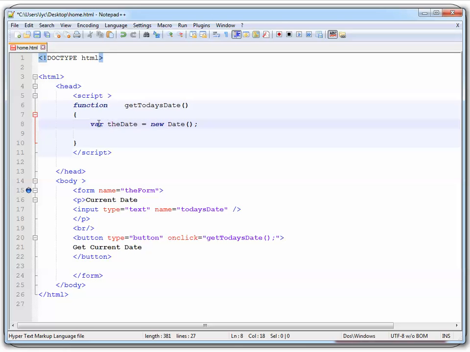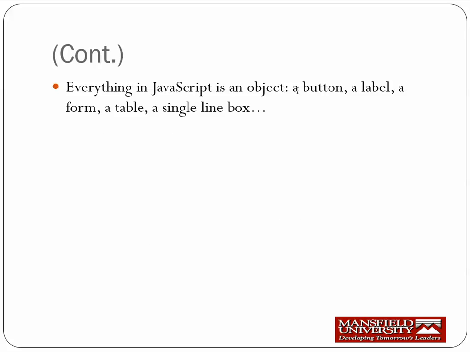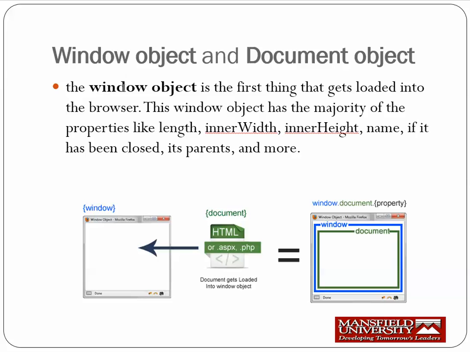So this is the name of a variable as a container. We store an object inside the container. What does object mean? Like in the real world, we have many objects. But in computer programming, if you want to manipulate something, we need to work with objects. So everything in JavaScript, a button, a label, a form, a table, a single line box can be an object. The biggest object is the window object.